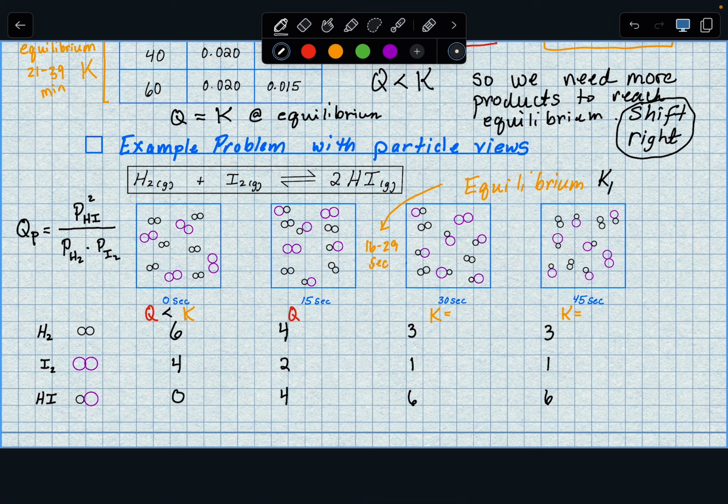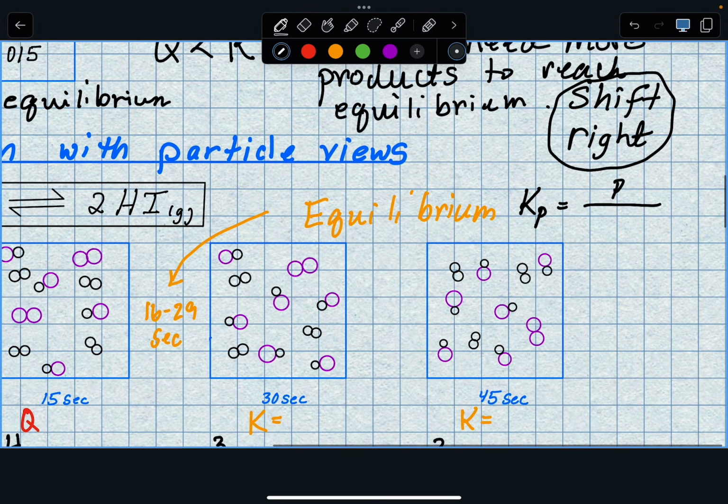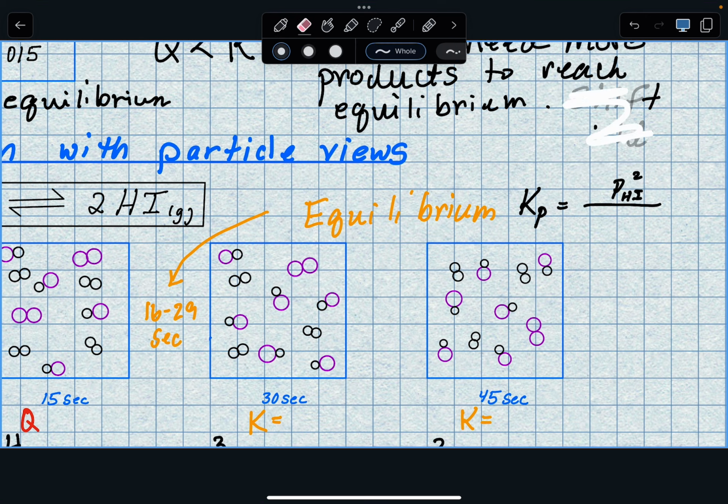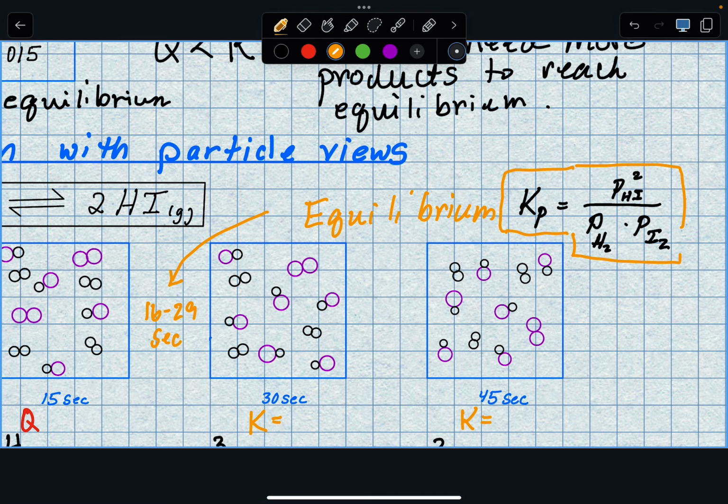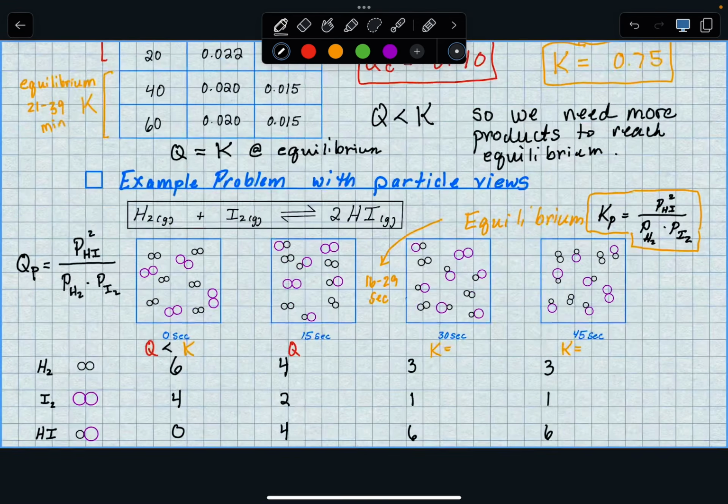Okay, and then once we reach equilibrium, we would call it a Kp, but it would be the same things. It would be the pressure of HI squared, divided by the pressure of H2 and then the pressure of I2, just to keep those the same. When we calculate that, that will be a K value because we will be at equilibrium, but you end up doing the same math.